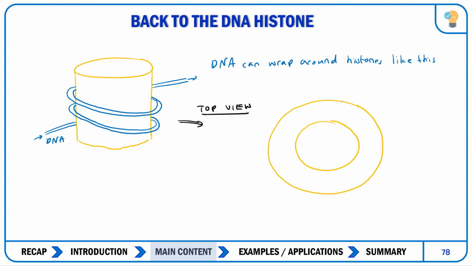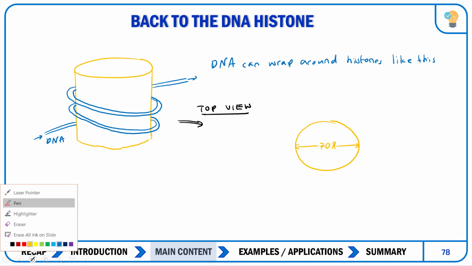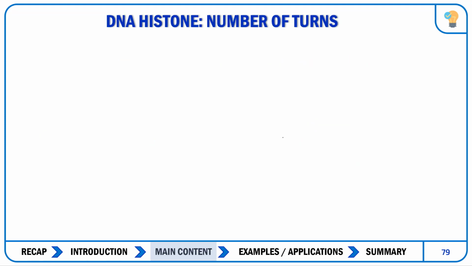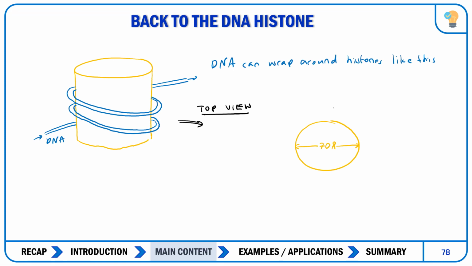Let's take a look at that top view. This is my histone of 70 angstrom. It's got a diameter of 70 angstrom, and DNA is going to wrap around it. So obviously DNA is not going to be that thick, but we are drawing a representative diagram.